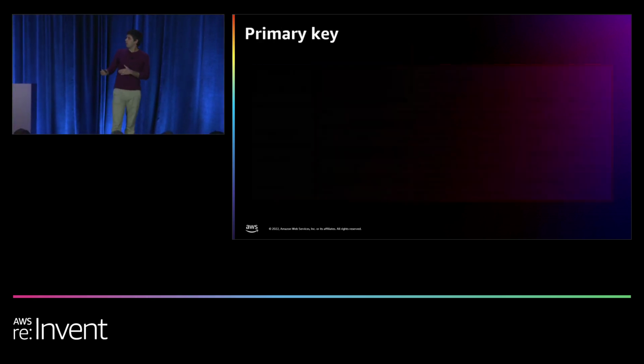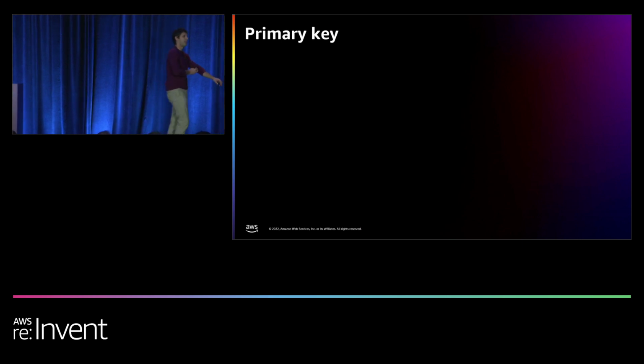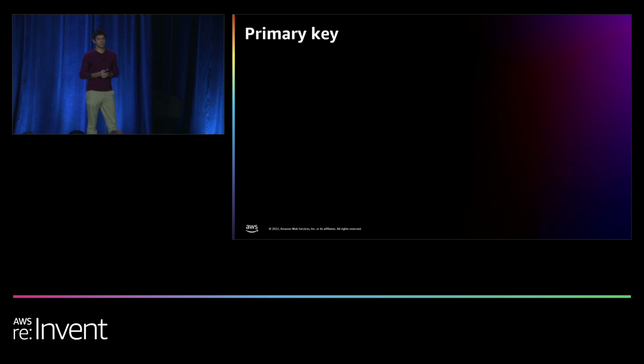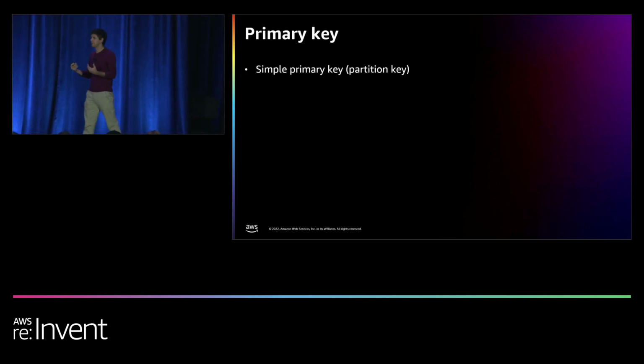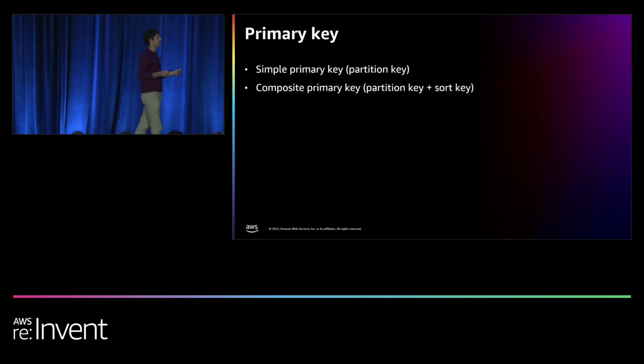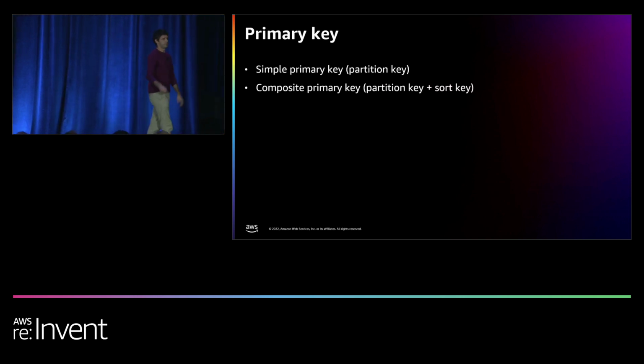Let's talk a little bit more about the primary key because it's so important to how you work with DynamoDB. There are 2 types of primary key in DynamoDB. So there's, first of all, what's called a simple primary key, which has one element called a partition key. And then there's what's called a composite primary key. That has 2 elements, that partition key and the sort key.